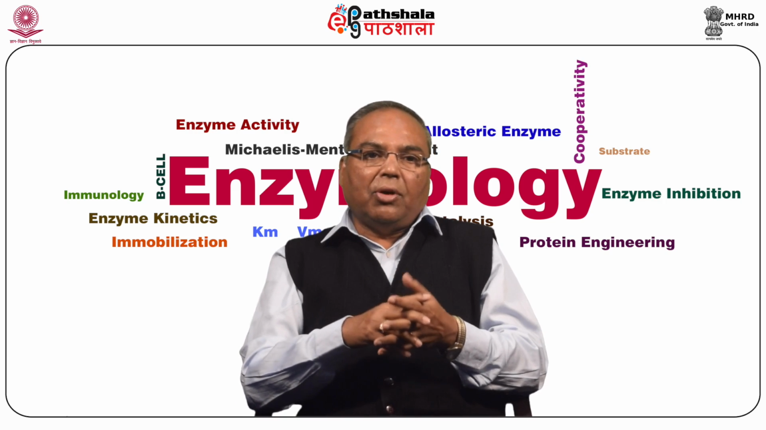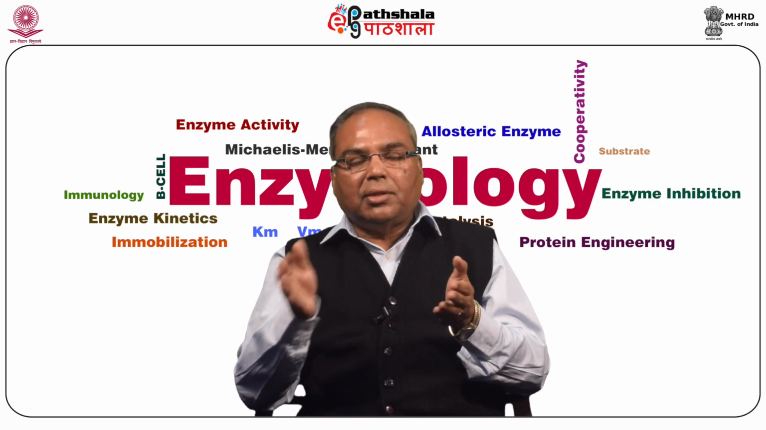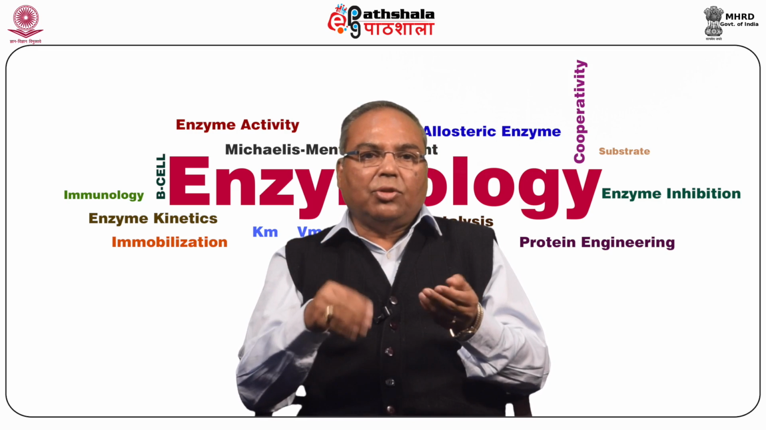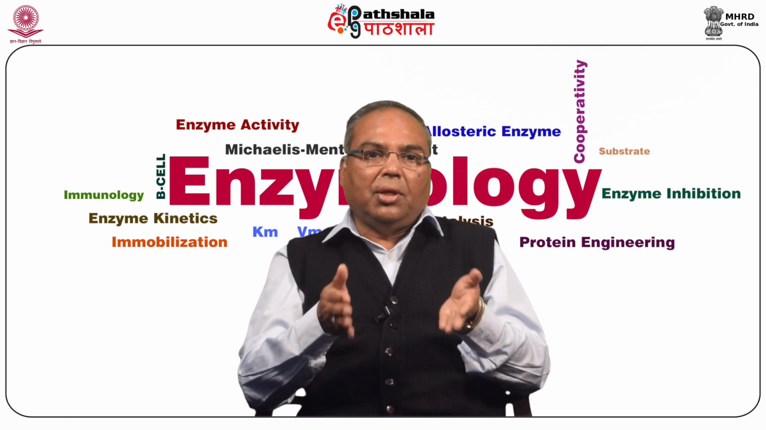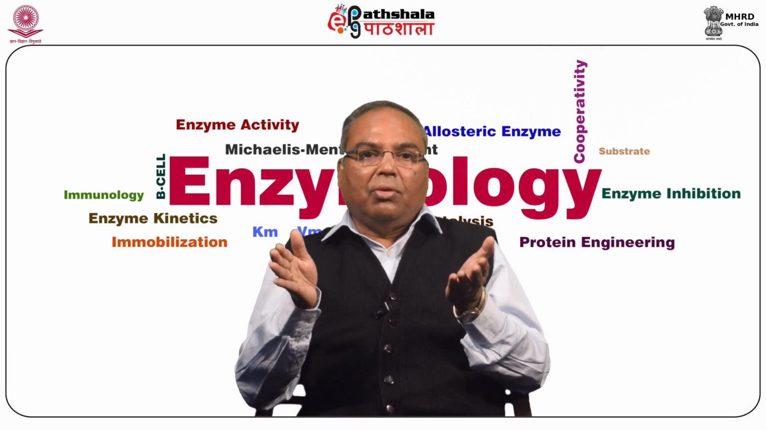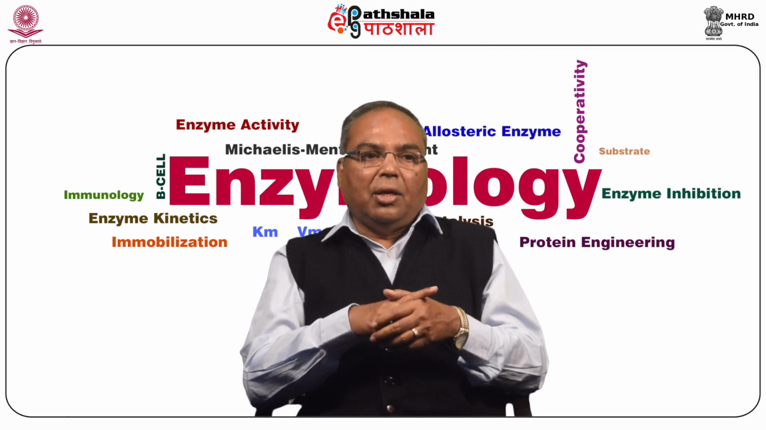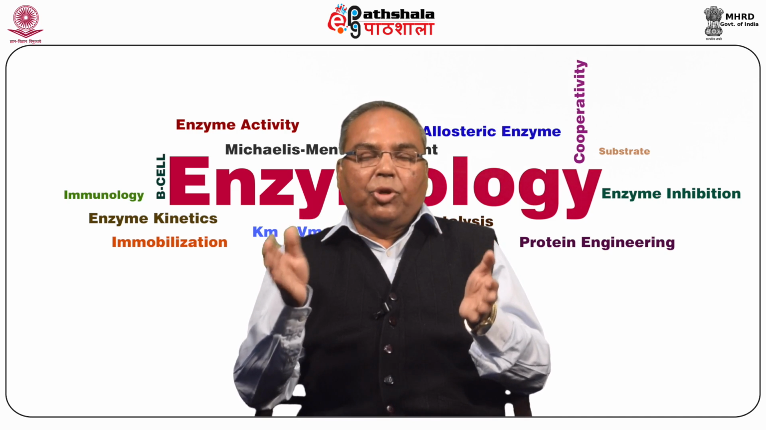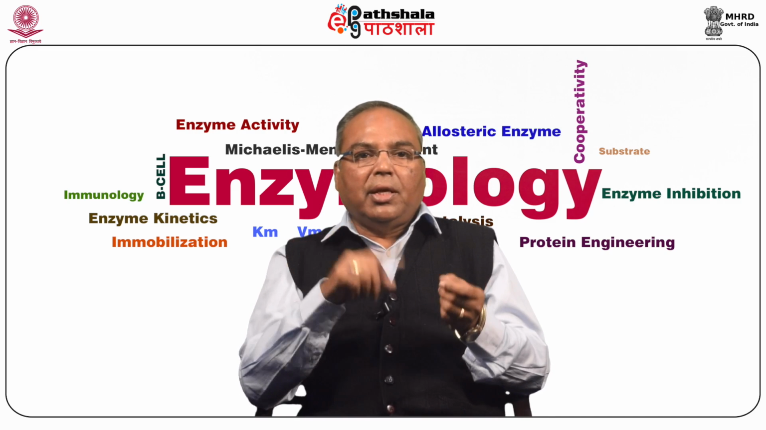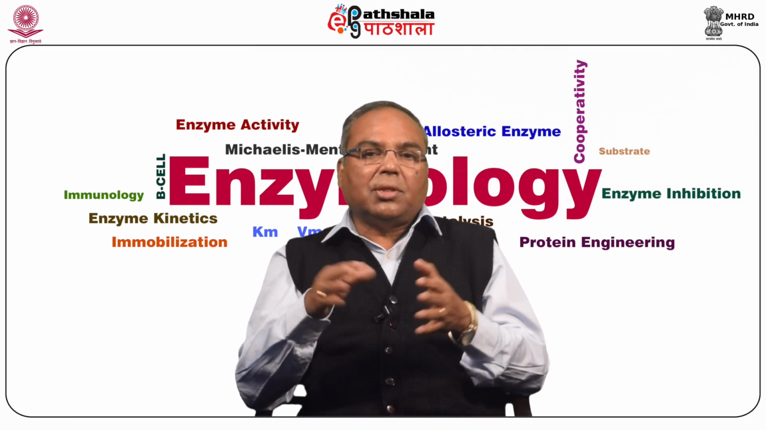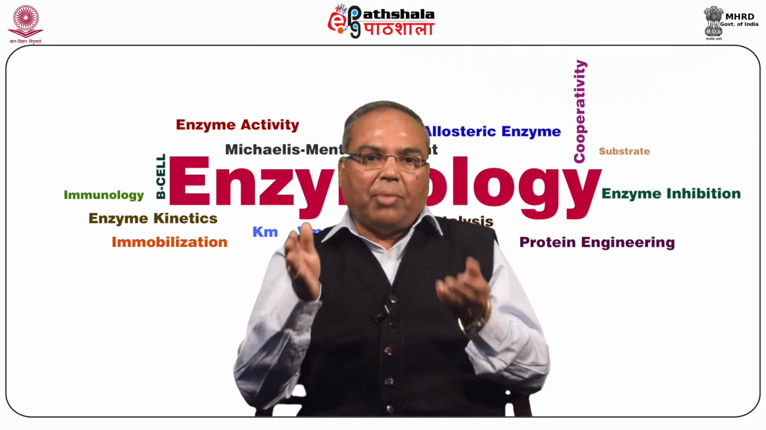Apart from this, if you want to develop a sensitive immunoassay where you want to detect an antibody molecule or antigen at a very minute concentration, you have to use either radial immunodiffusion, immunoelectrophoresis, or a Western blot. In radial immunodiffusion, you can measure the concentration of the antigen by putting the antigen in a well which is impregnated with an antibody. In immunoelectrophoresis, the serum proteins are run on electrophoresis and you can measure the concentration of individual serum proteins in a biological fluid.